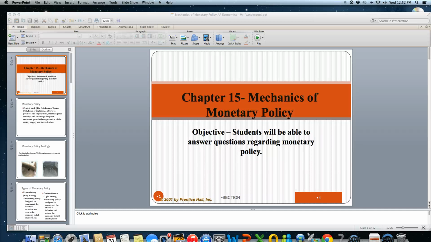Hi everybody, today we're going to be talking about the mechanics of monetary policy. Monetary policy is a policy that is implemented by the Federal Reserve Bank. If you borrow money for a house, for a car, whatever it might be, you're going to care a lot about monetary policy because monetary policy helps set the interest rate at which you will borrow. So let's take a look here at monetary policy.